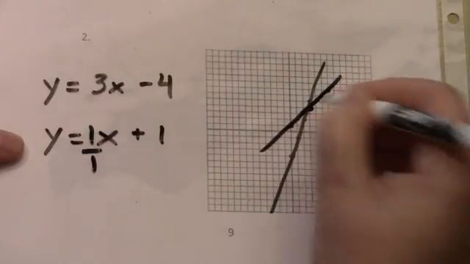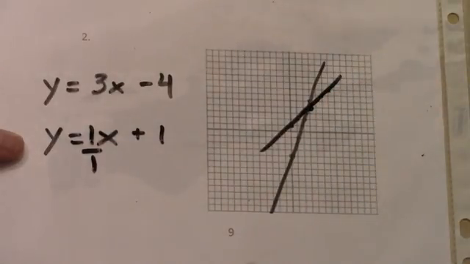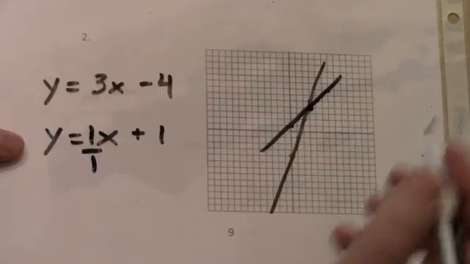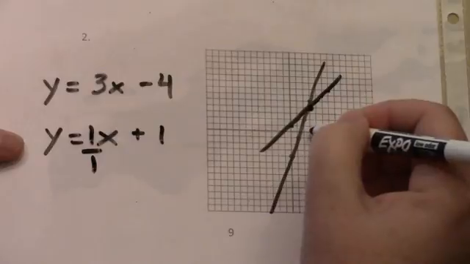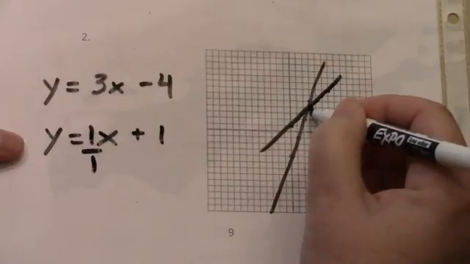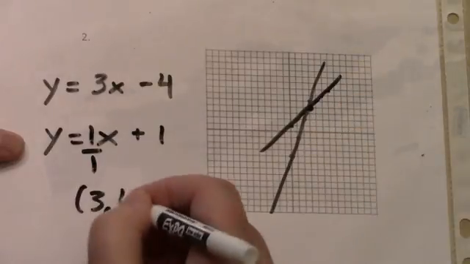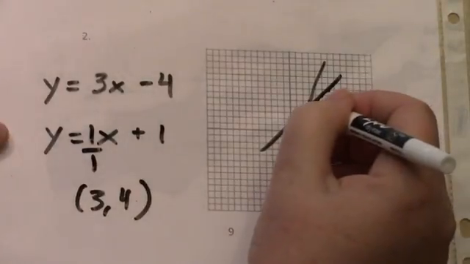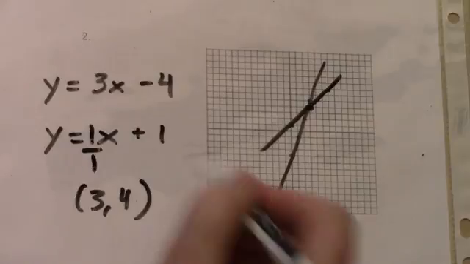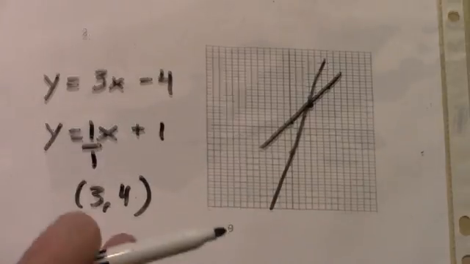Again, I'm sorry, fat markers and a small graph, but I hope you're getting the idea. Where do these lines cross? 1, 2, 3, 1, 2, 3, approximately 3, 4. Again, if you were to check these another way, these are a little bit off, but that's our best estimate, 3, 4 right there. Okay, let's do a little bit more practice.